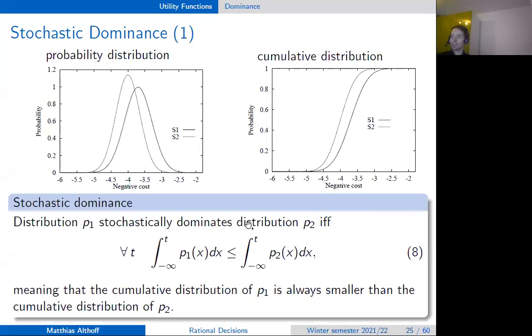Good. So what does it mean? For instance, if you want to obtain the utility of 4, again, I multiply this with -4 because of this negative cost here. This probability is less if I choose S1 compared to S2. And for other utilities, that's also the same.